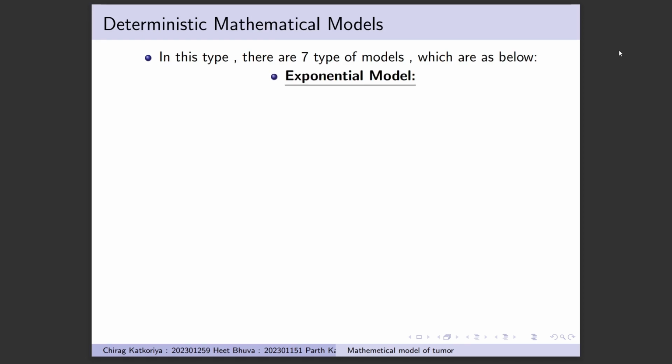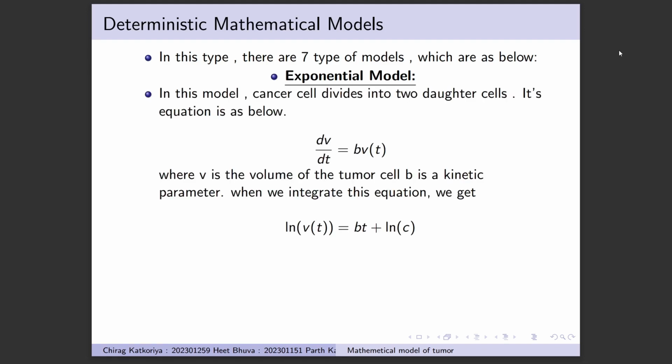There are seven types of different deterministic models, and the first of all is the exponential model, which is probably the simplest model to determine one of the most complex diseases in the world. According to the exponential model, the tumor cell divides into daughter cells exponentially. And this is the equation: ln V(t) = Bt + ln C, where B is the kinetic parameter or a growth rate constant.